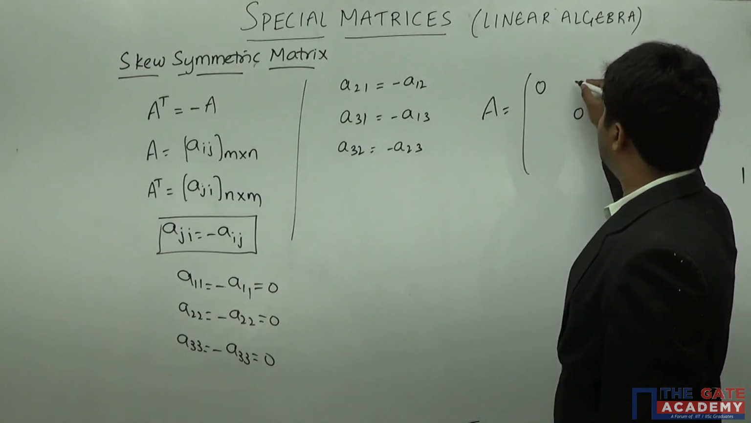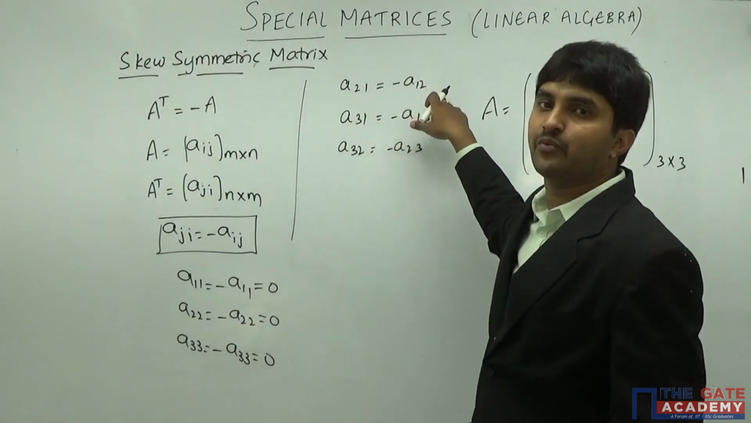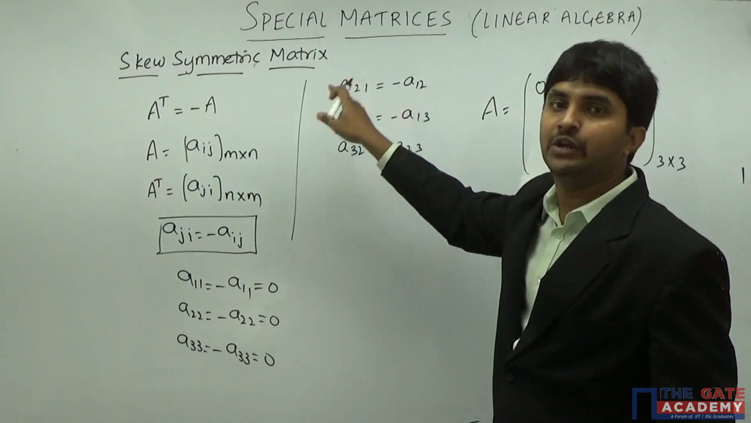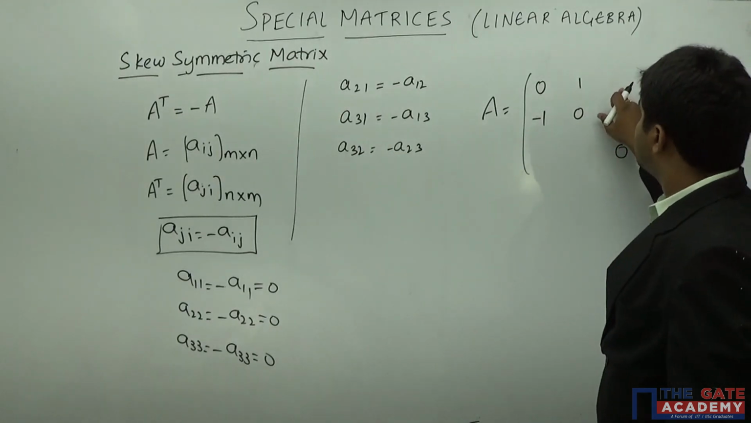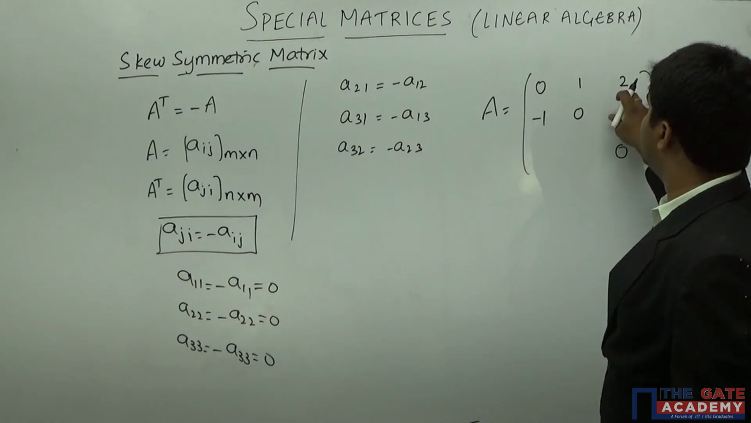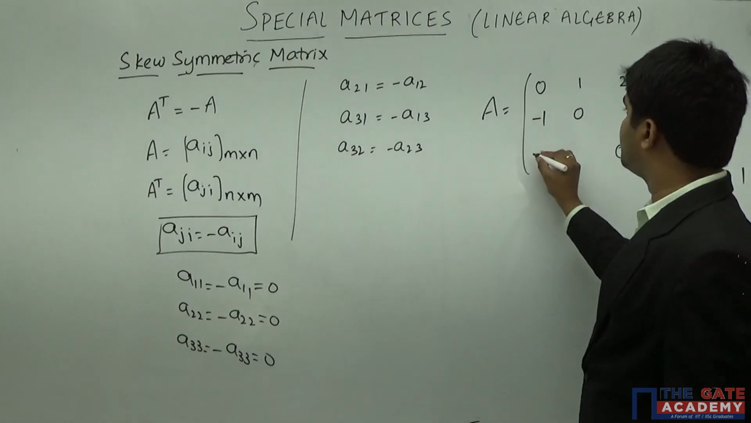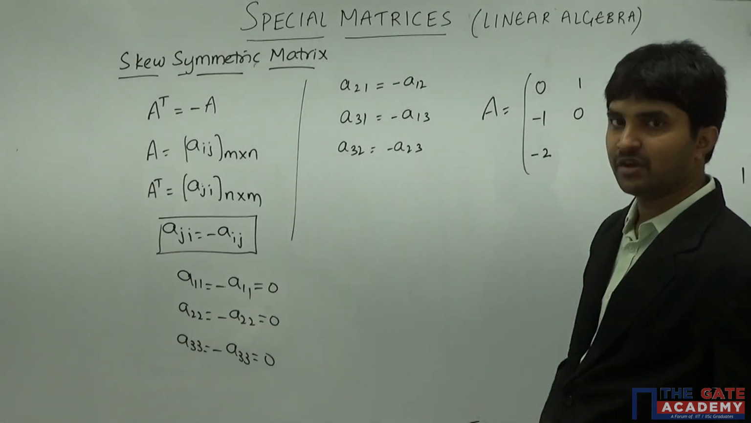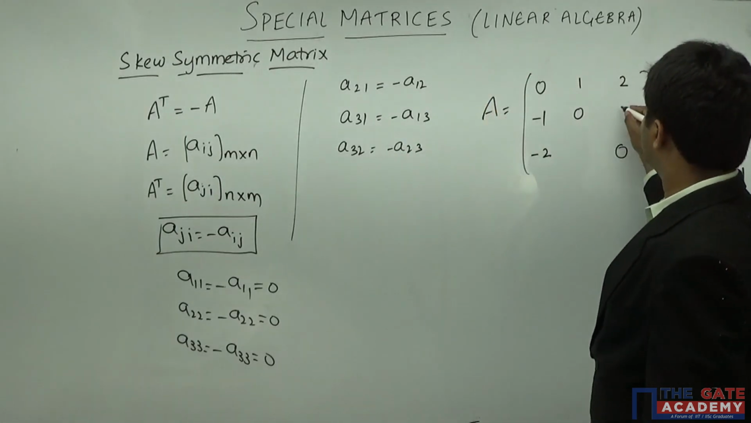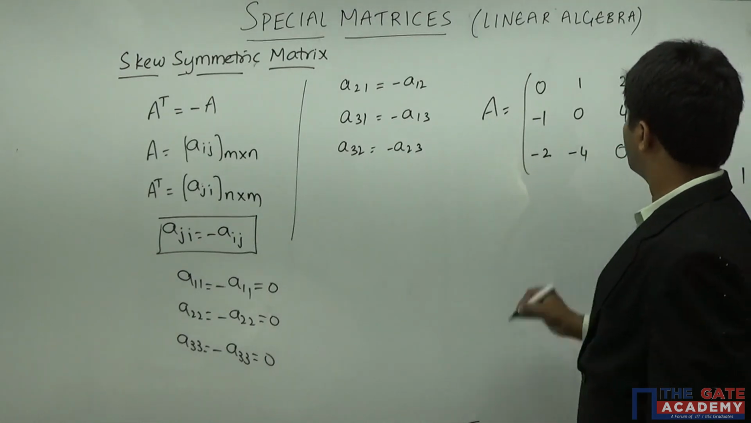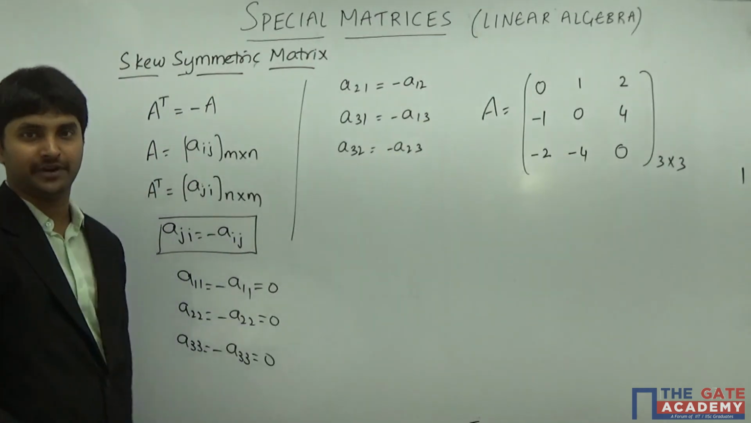Now if I write A12 is equal to 1, what is the value of A21? A21 is equal to minus A12. We know A12 is equal to 1, so A21 should be equal to minus 1. If I write A13 as equal to 2, then A31 should be equal to minus 2. Now if I take the value of A23 as 4, here A32 should be minus 4. So this is how we can write a skew symmetric matrix based on its property.